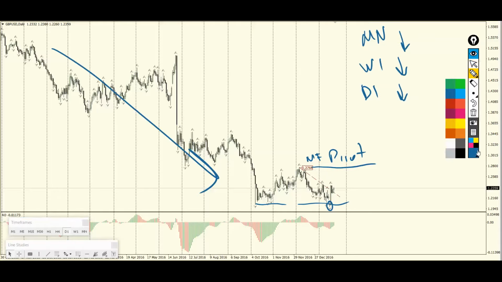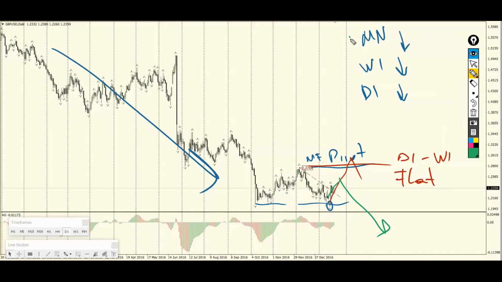and on the D1 time frame we also have the pivot, which says if it is broken, basically we will come back to a flat base for D1 and weekly time frame. But as long as it's not broken, as long as we're going like that, these three levels of trends are still going down.